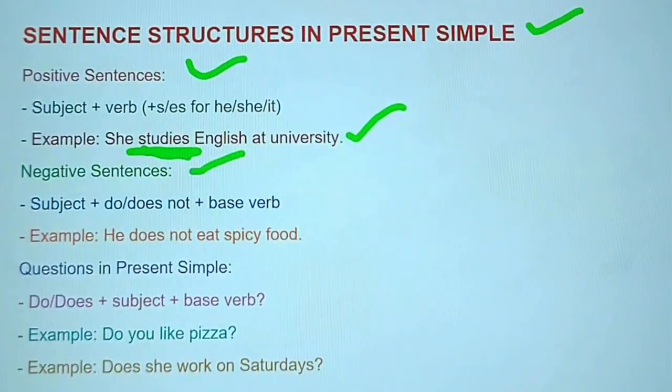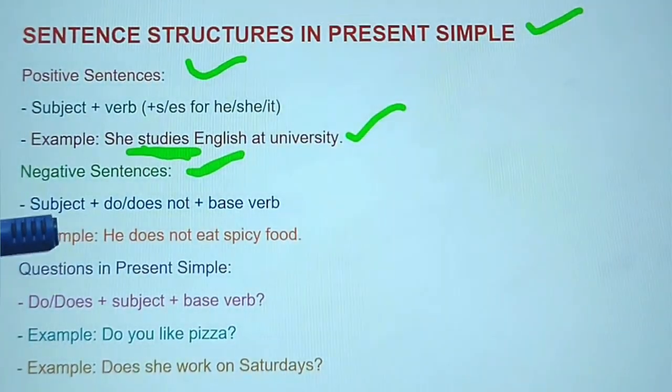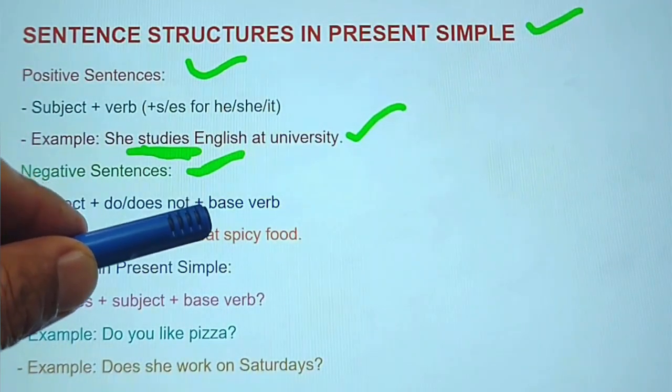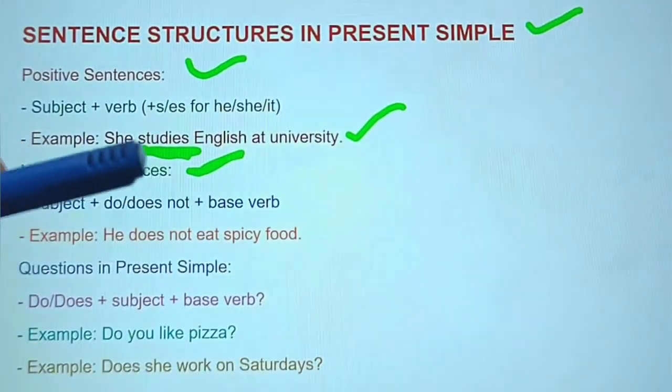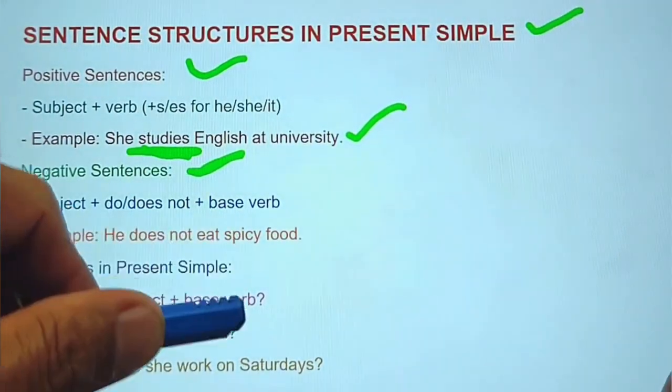Next sentence here is the negative sentence and the formula here is subject plus do or does, not plus base verb. For example, he does not eat spicy food.